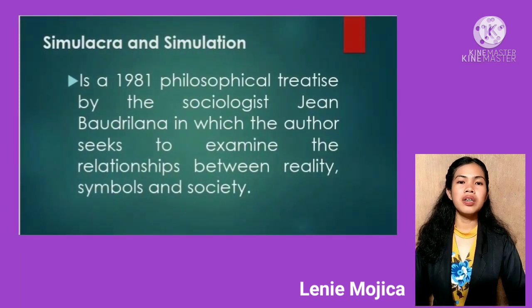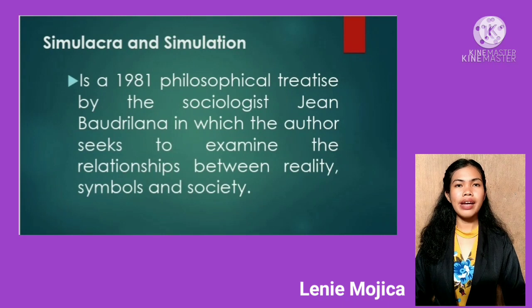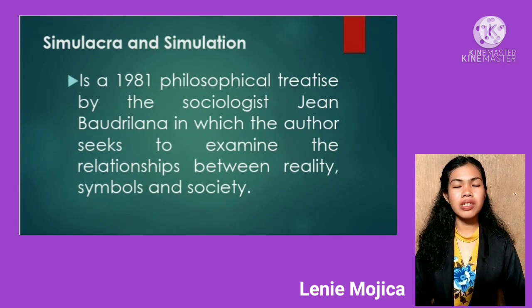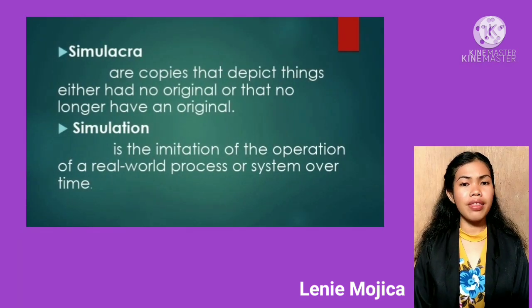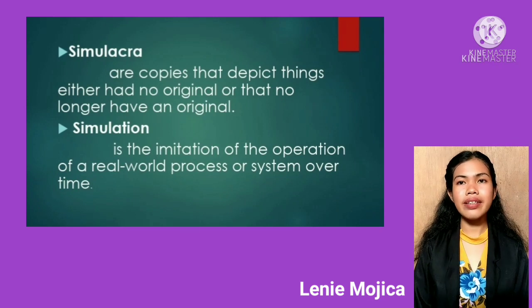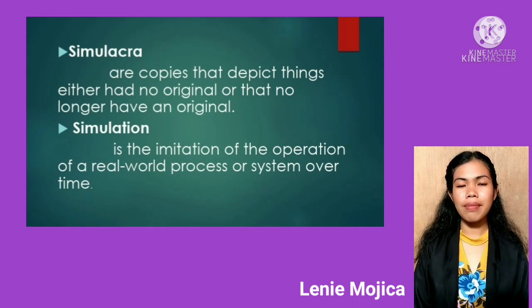Next, we have Simulacra and Simulation. This is a 1981 philosophical treatise by the sociologist Jean Baudrillard, in which the author seeks to examine the relationships between reality, symbols, and society. So what do we mean by simulacra? These are copies that depict things that either had no original or that no longer have an original. While simulation is the imitation of the operation of a real-world process or system over time.